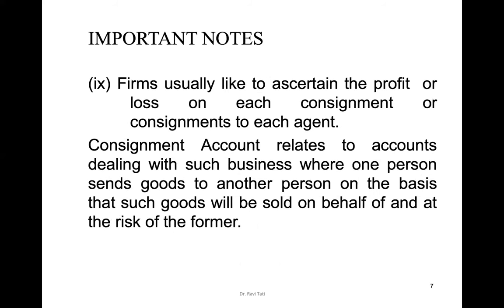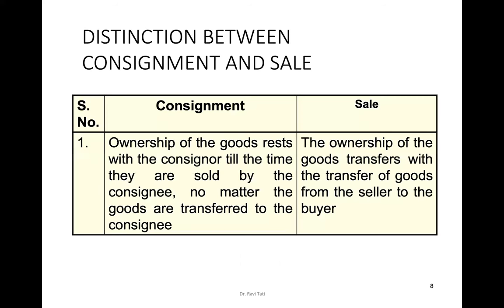Next, firms usually like to ascertain the profit or loss on each consignment or consignments to each agent. Consignment account relates to accounts dealing with such business where one person sends goods to another person on the basis that such goods will be sold on behalf of and at the risk of the owner. Now, there may be a question.